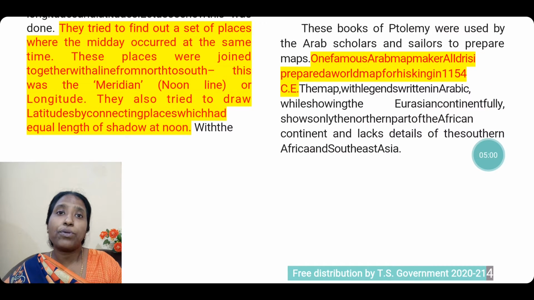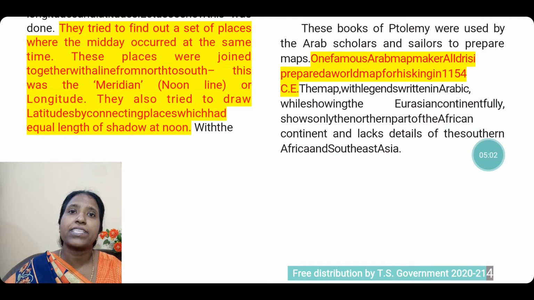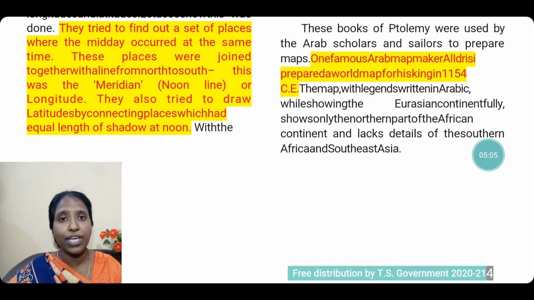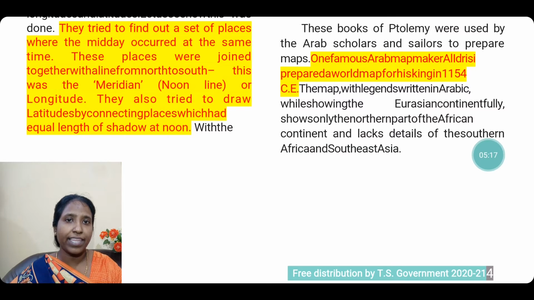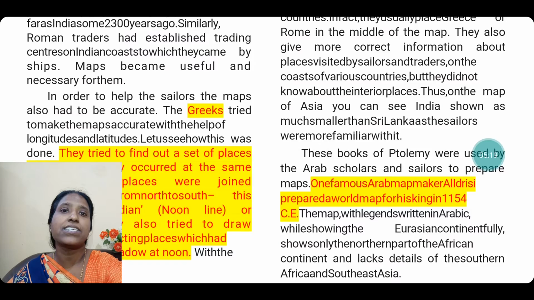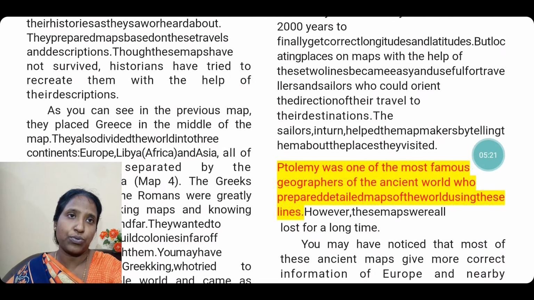They also tried to draw latitudes by connecting places which had equal length of shadow at noon. So they observed all the places where the shadow is the same, where the rays of the sun fall at the same angle. They put those places on the same line, that is, they made an imaginary line called the latitudes.